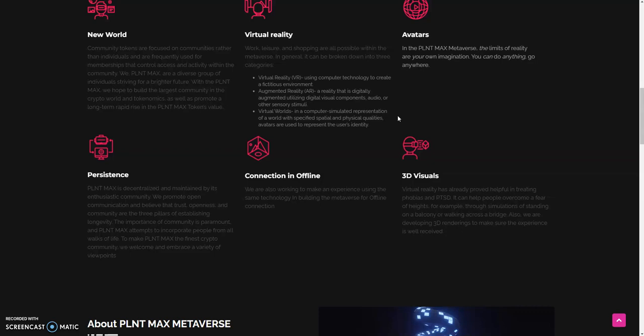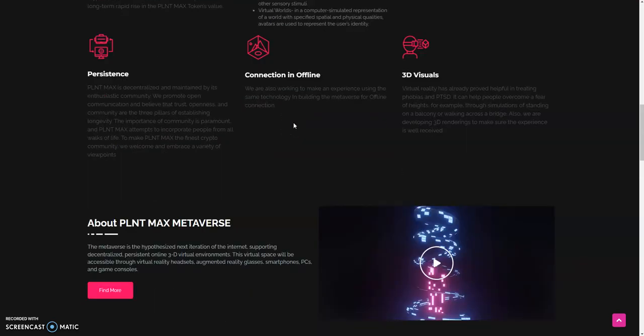So, having an office meeting where we can see the table, everybody sitting across, having your avatar that people can see, who they're talking to and interact with. We have avatars as well right here in the PLNT Max Metaverse. The limits of reality are your own imagination. You can do anything and go anywhere. So that's pretty epic. We have persistence.